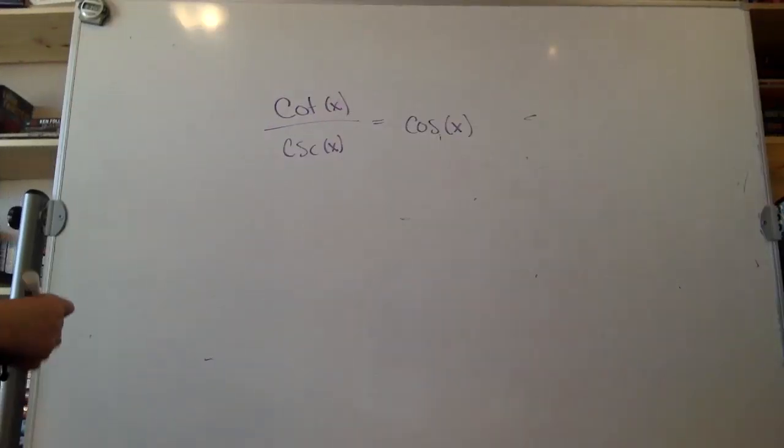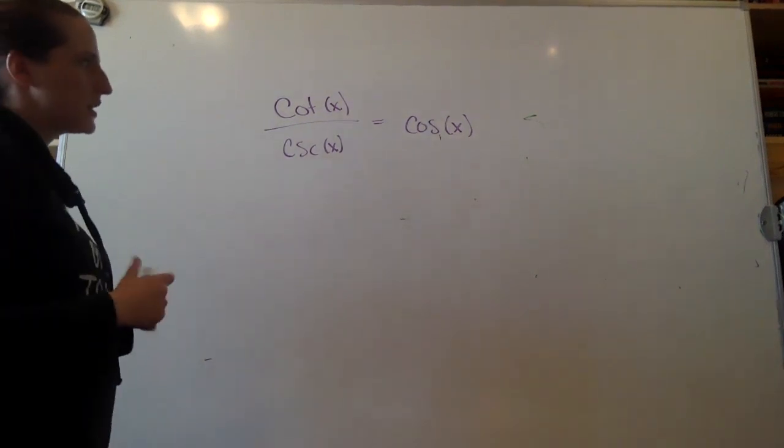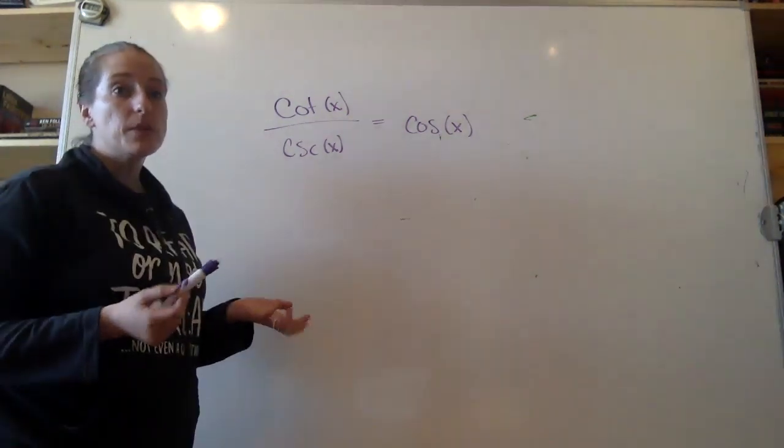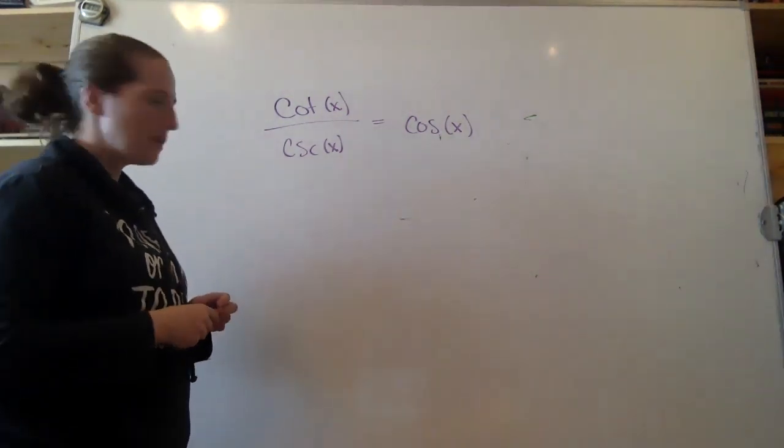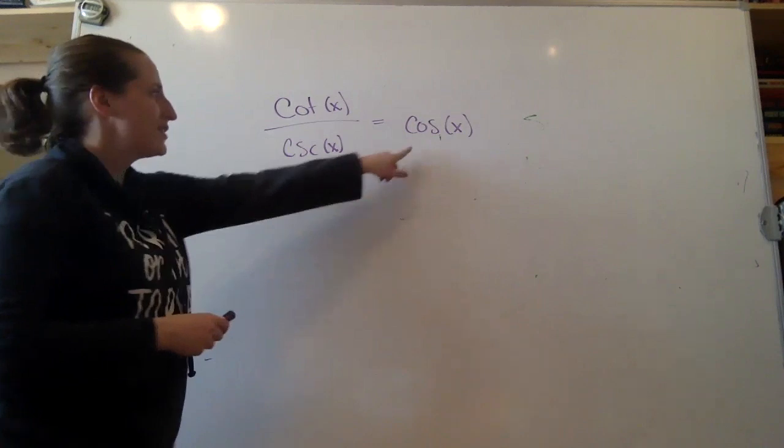Okay, so here's the next one that we're going to do. Cotangent of x over cosecant of x equals cosine of x. All right, so the first thing we're probably going to want to do is pick a side. Remember, we want to pick the more complicated side. Well, that's just cosine.